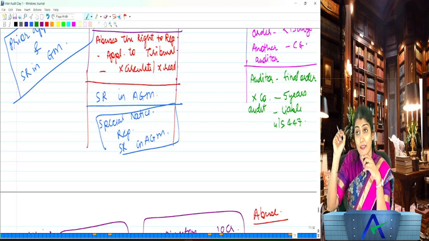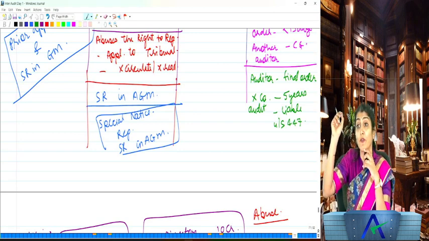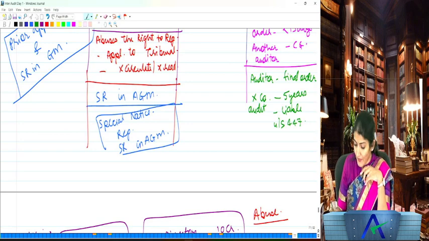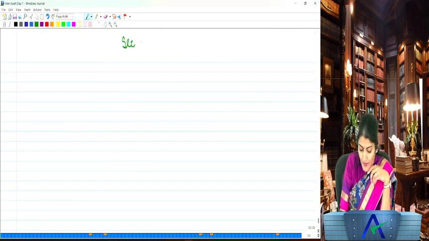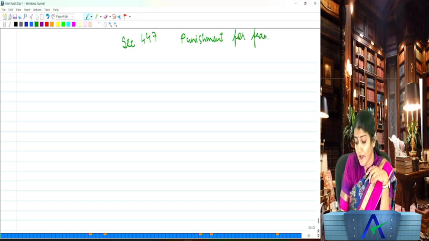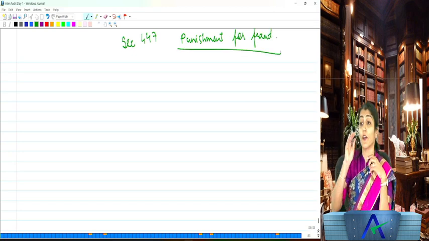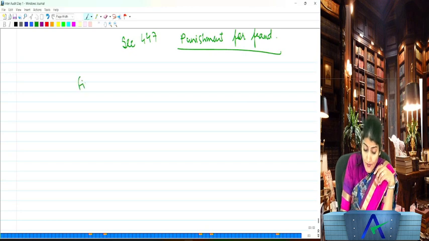What is 447 of company law? Punishment for fraud. Section 447 is the punishment for fraud. What is the punishment for fraud? Whether the director or the auditor, whosoever has done a fraud, what is the amount of fine?